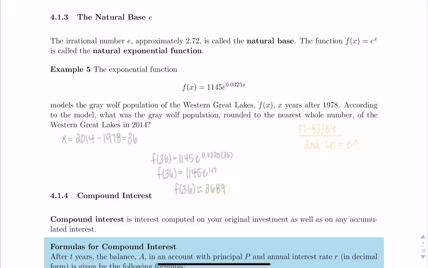So the exponential function f of x equals 1145e raised to the 0.0325x models the gray wolf population of the Western Great Lakes, f of x years after 1978. According to the model, what was the gray wolf population, rounded to the nearest whole number, of the Western Great Lakes in 2014?